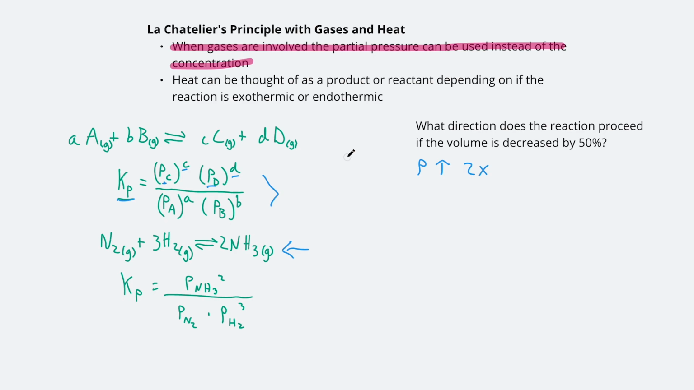So look at your balanced reaction to be able to tell this, and look at which side has less moles of gas. On the left side, we have 1 mole of nitrogen gas, 3 moles of hydrogen gas. So there are 4 moles of gas on the left side. And then on the right side, we only have 2 moles of NH3 gas. So there are 2 moles on the right side. So based off of this logic, if the pressure is increased, the reaction is going to proceed to the right because that will help to lower the pressure because it's creating less moles of gas.